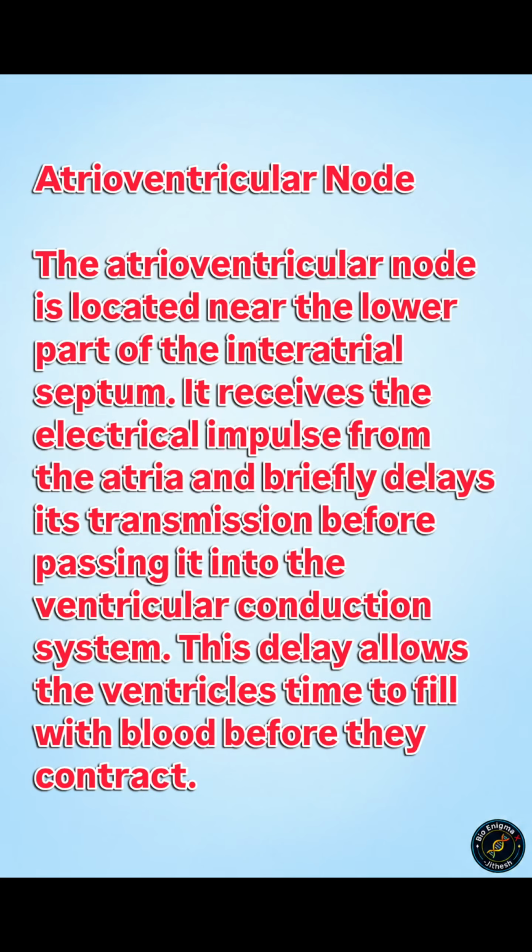Atrioventricular node. The atrioventricular node is located near the lower part of the interatrial septum. It receives the electrical impulse from the atria and briefly delays its transmission before passing it into the ventricular conduction system. This delay allows the ventricles time to fill with blood before they contract.